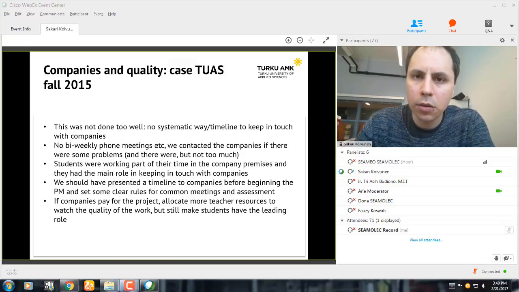And in some cases, the students were working in the company premises, so we didn't even see the students that often. So that way, we were kind of away from the project in some cases.